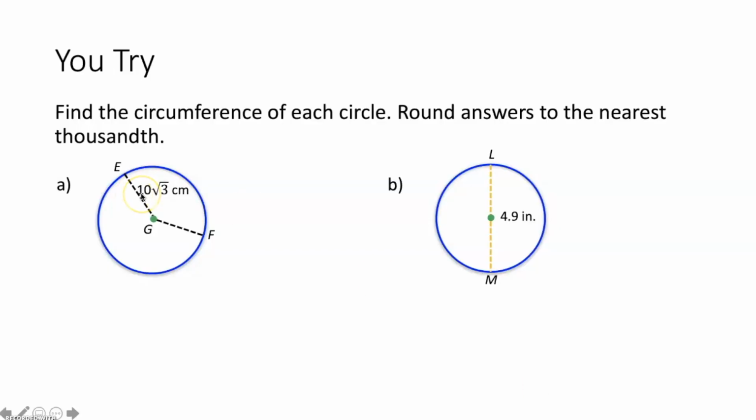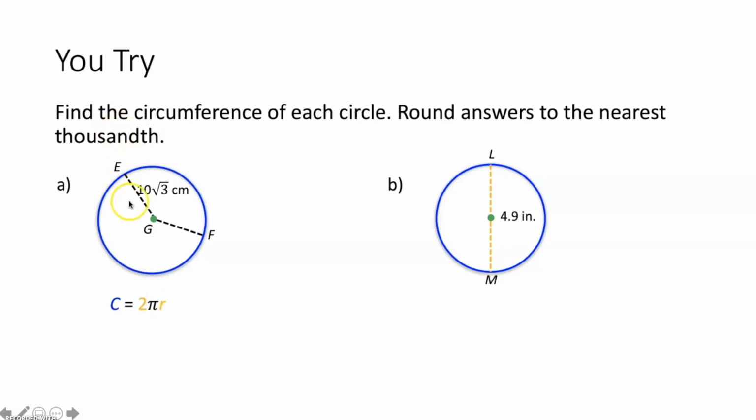Doing the same thing here. Again, we know 2 different circumference formulas. C is equal to pi d, or C is equal to 2 pi r. In this particular example, we are given the measure of a radius, the measure of segment EG. Therefore, we're going to use the circumference formula. The circumference of a circle is equal to 2 times pi times the radius. C is equal to 2 pi r.